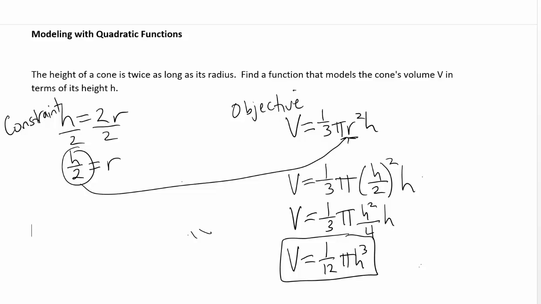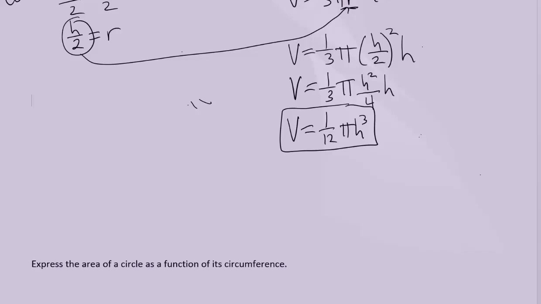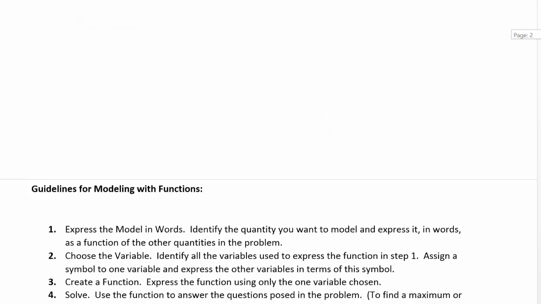Okay, well, let's try this again with just one more example. Express the area of a circle as a function of its circumference. So this time around, we want to find the area of a circle in terms of its circumference.